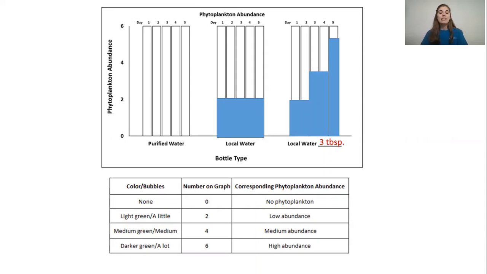And finally, the bottles that contain both algae and fertilizer will show a change in phytoplankton abundance throughout the duration of the experiment, and that change is shown in this example here, where at the beginning of the experiment there is low abundance of phytoplankton, and by the end of the experiment there is a high abundance of phytoplankton.